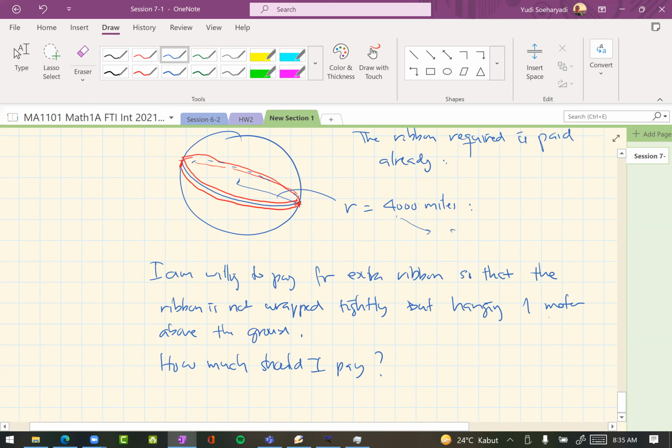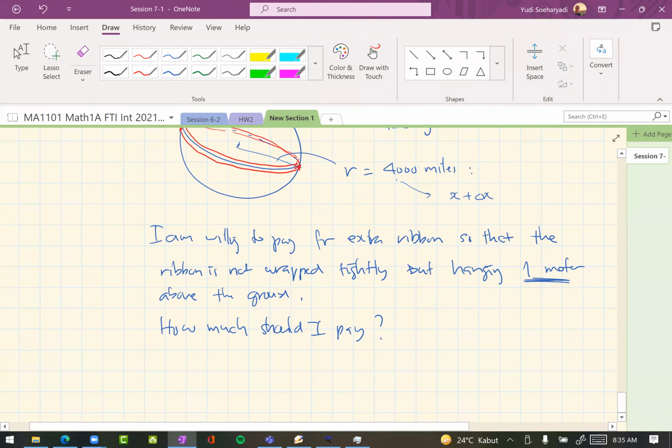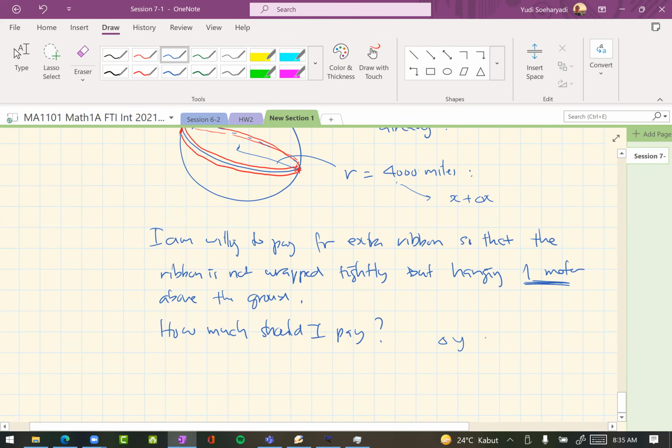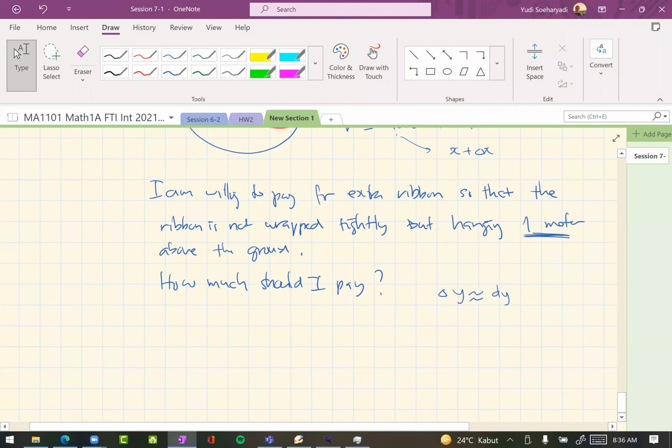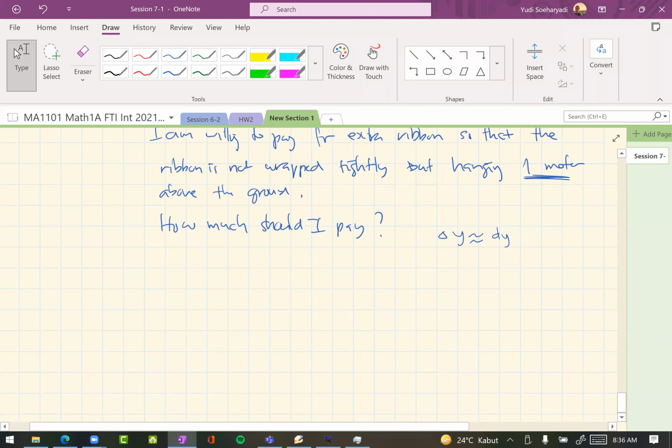So we would like to make this into x plus delta x. This is the error, okay? And we would like to find y plus delta y. But delta y is then going to be approximated by dy. So we need to find the function first. So what we have here is the radius plus 1 meter. Of course, the units are not equal yet, so we need to do that later.